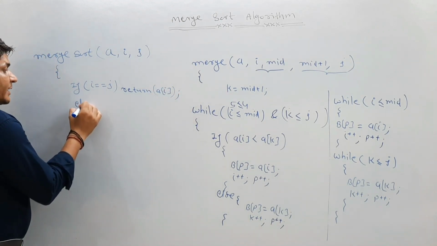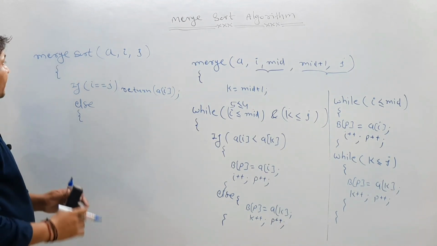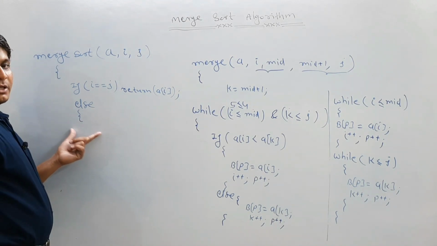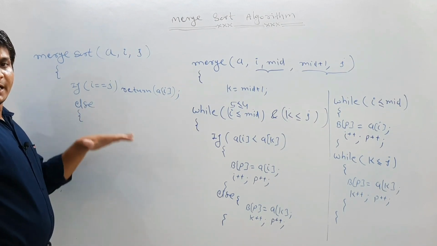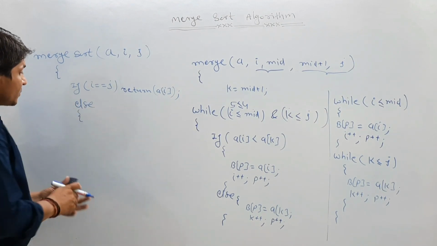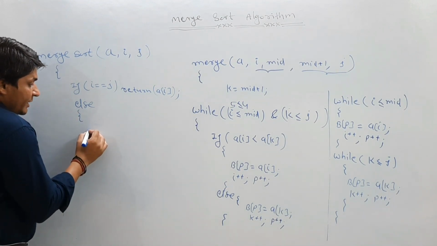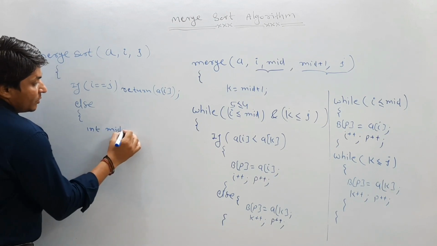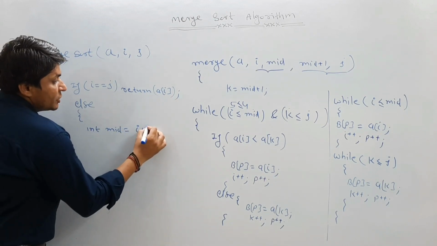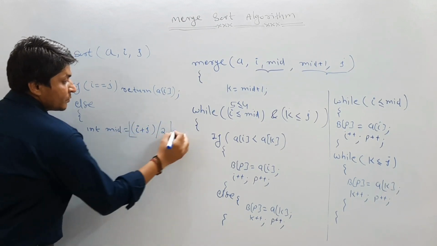Now else means your array contains more than one element. If your array contains more than one element, then merge sort says you keep on dividing that array until you get two sorted subarrays. So first we are going to divide that array into two parts. First we are going to calculate mid. Int mid equal to (i plus j) divided by 2, and you can take the floor value, correct?